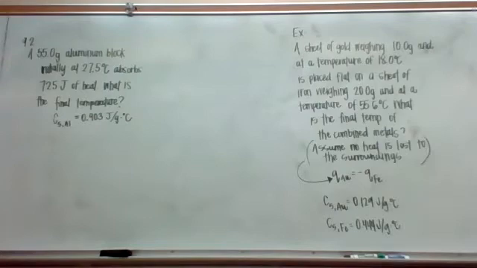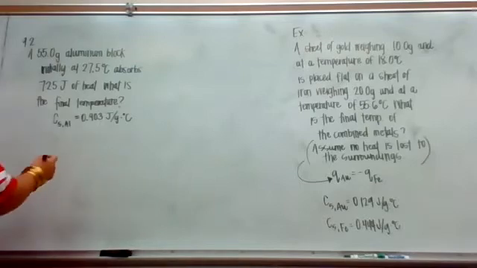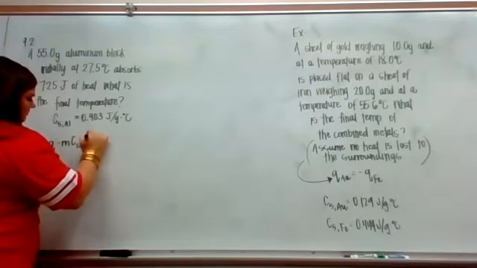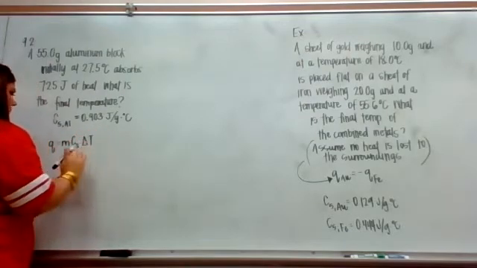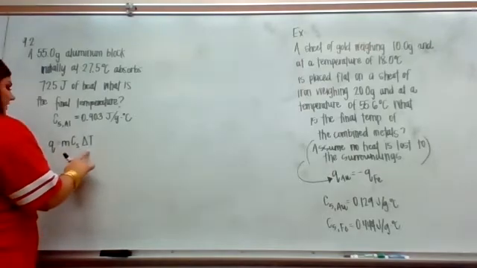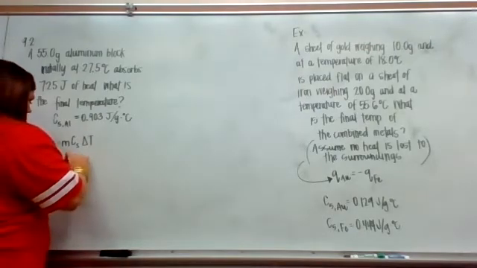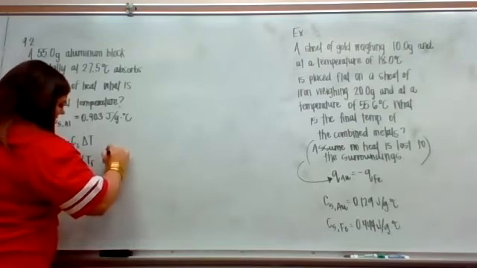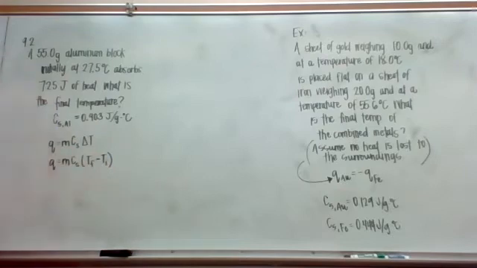The only equation that we've gone over so far that has to do with heat is Q equals m c delta T, where m is mass, c is specific heat, and delta T is the change in temperature. So I'm going to rewrite this to show what the change in temperature actually is. The change in anything is always final minus initial.